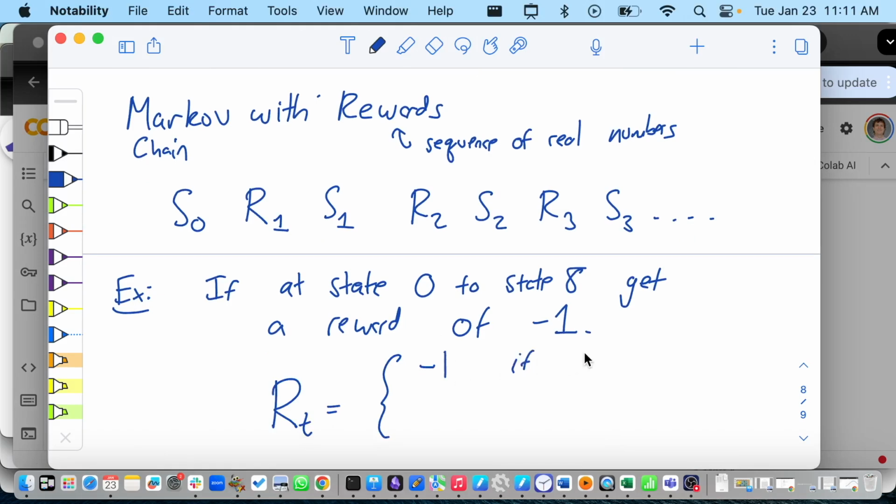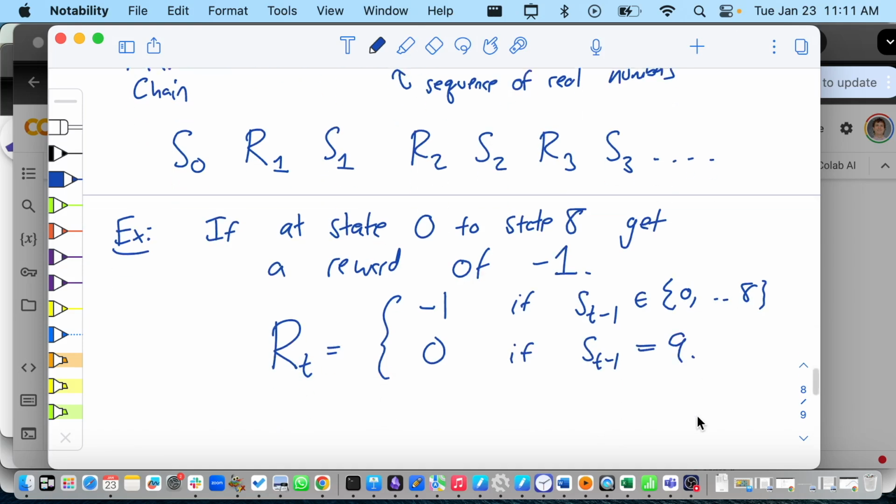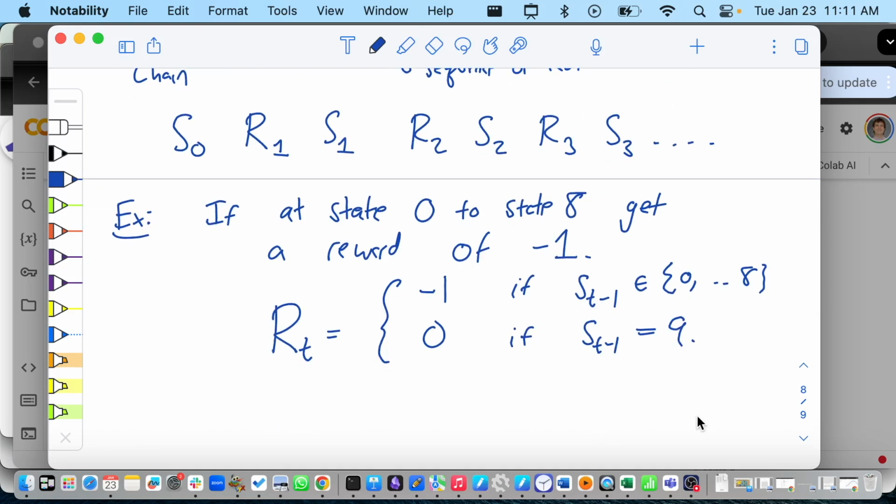It's -1 if S_{T-1} is in 0 to 8, and it's 0 if S_{T-1} equals 9. So if you get to state 9, you just get nothing, and if you're in the states 0 to 8, you get a reward of -1.